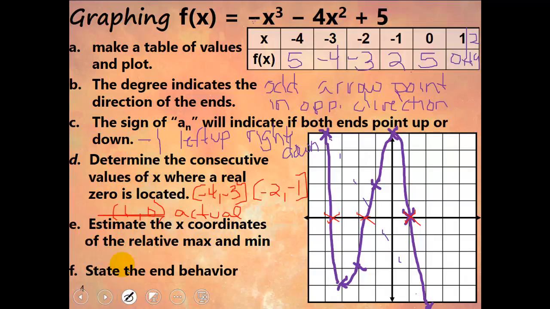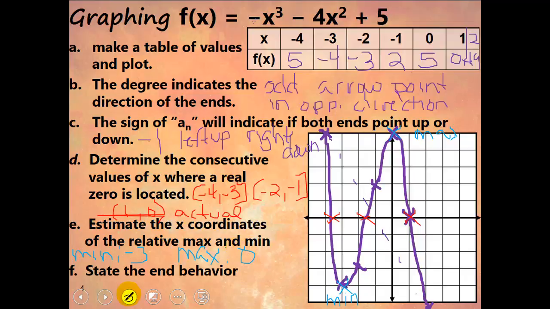Now we're going to just state the x-coordinates of our relative max and min. Okay, so here's a min, and here's a max. So my relative min is going to occur at -3. And my relative max is going to occur at 0. Okay? And then we're going to state the end behavior.